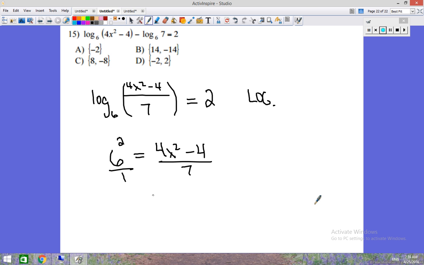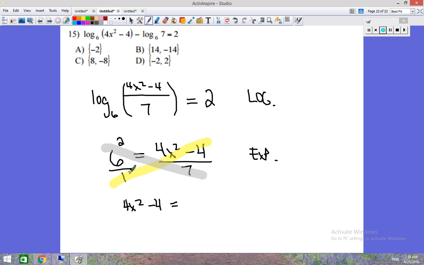If we make 6 squared into a fraction, we can solve this proportion. This exponential form, the equation itself, is referred to as a proportion. If we multiply along the yellow diagonal, multiply along the gray diagonal, and set those equal to each other, we have our equation to solve. So 1 times anything, I get the 4x squared minus 4 back.